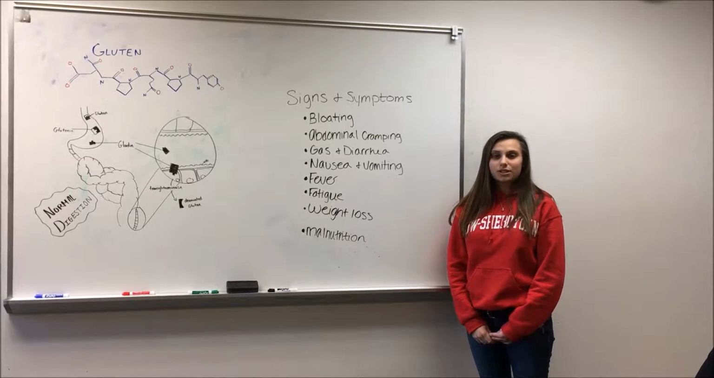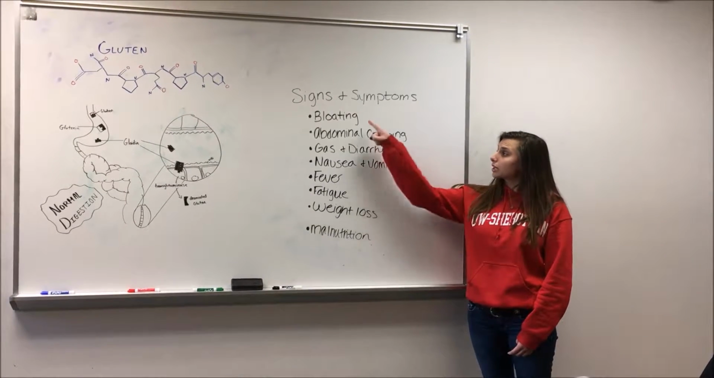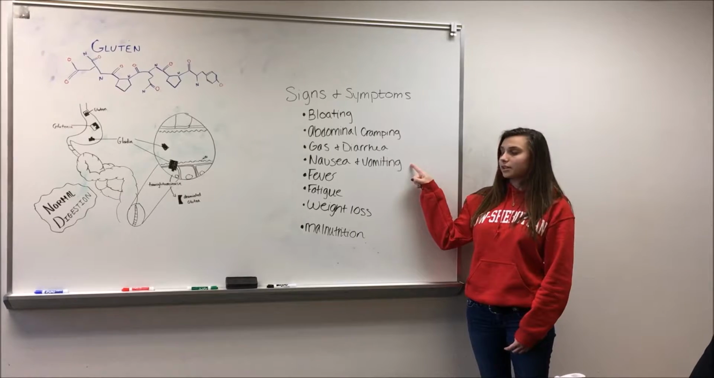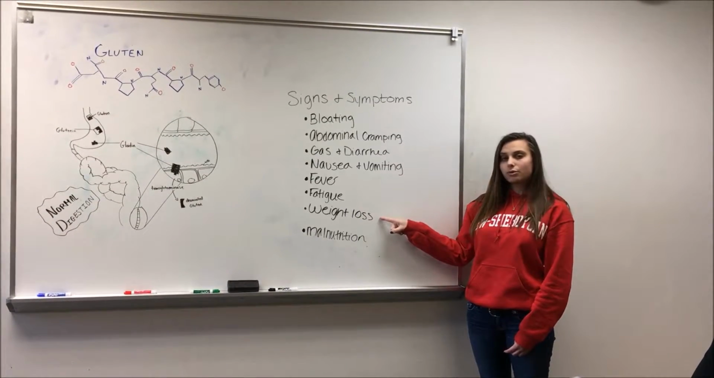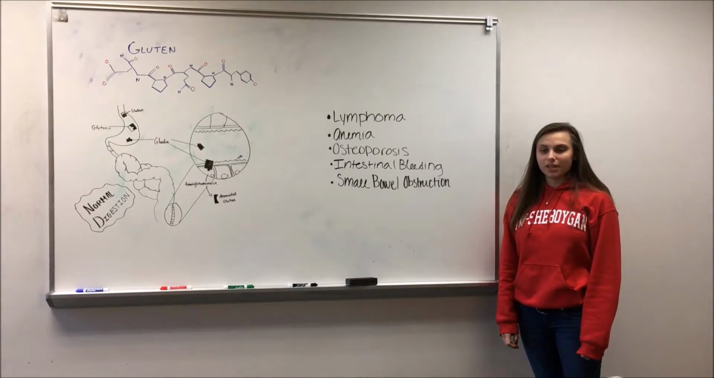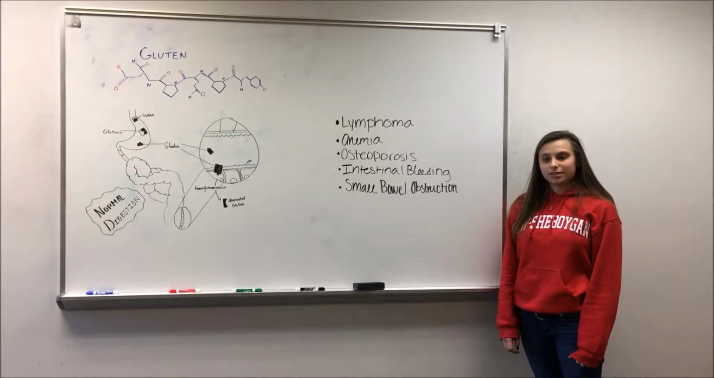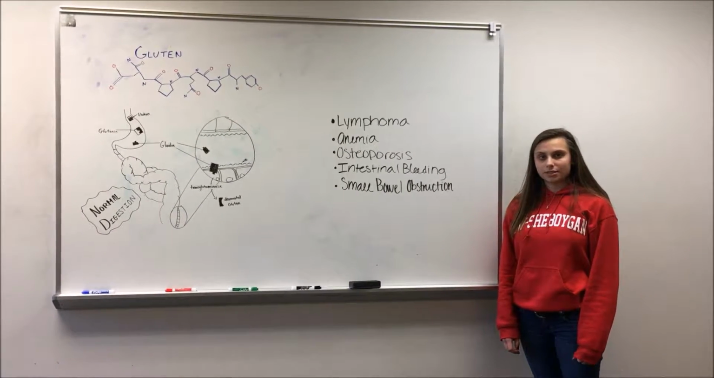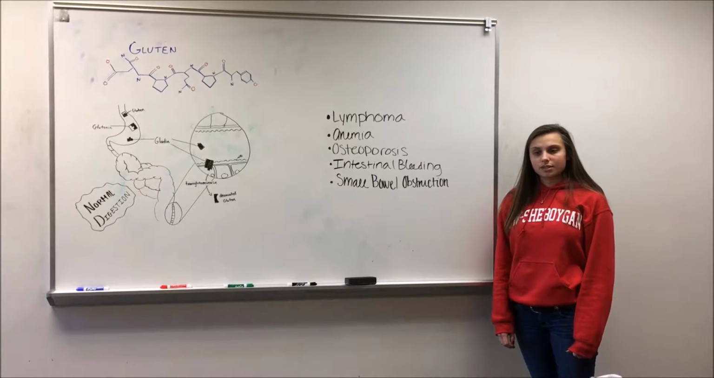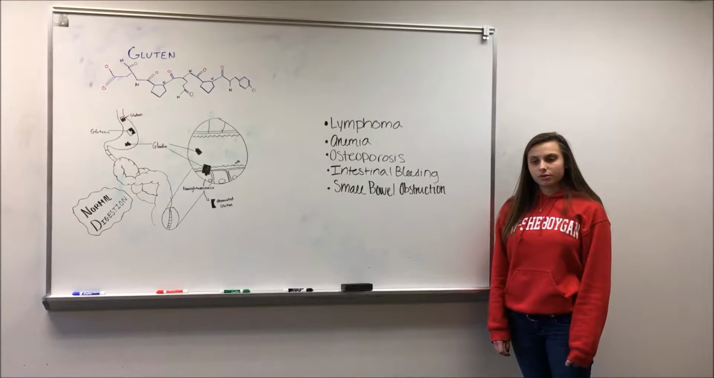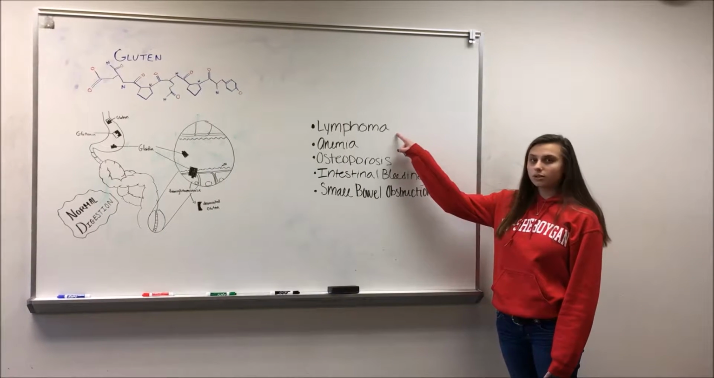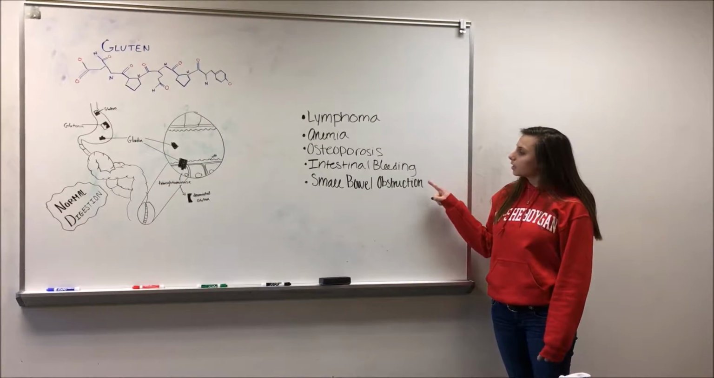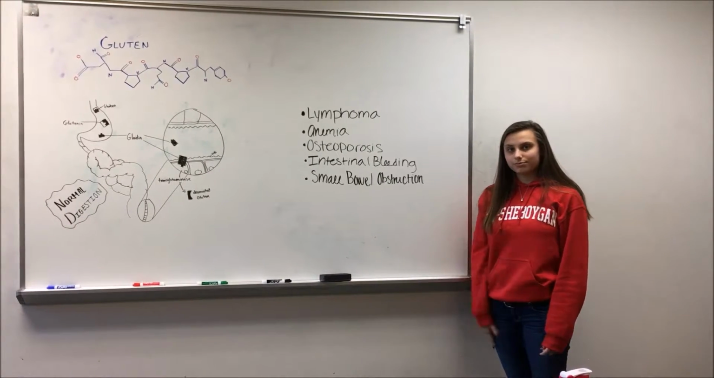Signs and symptoms of gluten intolerance and celiac disease include bloating, abdominal cramping, gas and diarrhea, nausea and vomiting, fever, fatigue, weight loss, and malnutrition. The underlying dangers of celiac disease come from those who do not display any of the signs and symptoms. Prolonged damage to the villi in the small intestine from the consumption of gluten can cause issues such as lymphoma, anemia, osteoporosis, intestinal bleeding, and a small bowel obstruction.